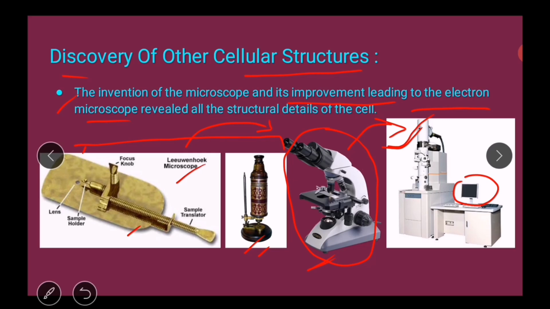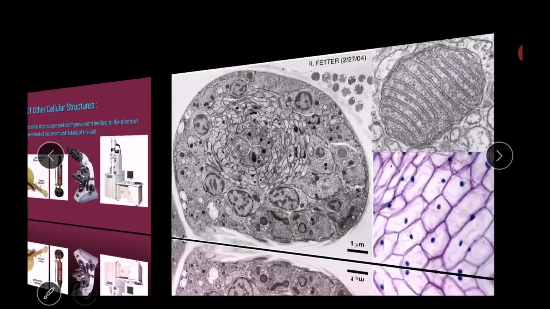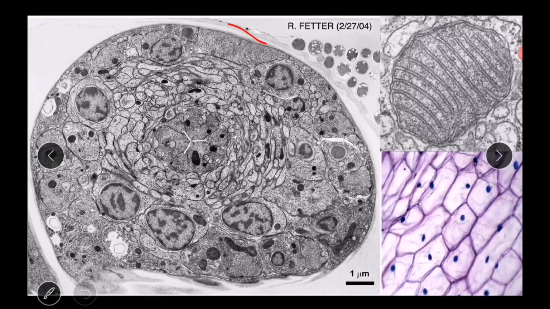Clear? This revealed all the structural details of the cell, all the smaller details which were not possible to view with the earlier microscopes. It is now possible to see them with the electron microscope. In the next slide, you see here the real cell structure seen under the electron microscope. You can see all the finer details here.